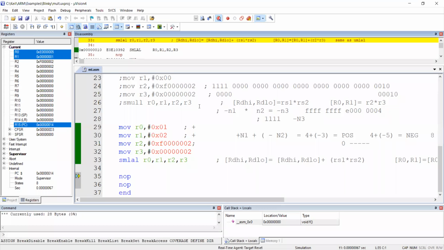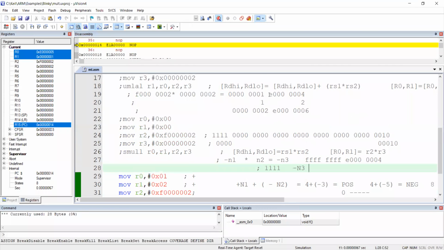So actually, what is the answer we are expecting? I hope if you remember here, we were expecting E 6 zeros and 4. If it was the MUL method, why is it 5 here where we are expecting E 6 zeros and 4? Can you give the answer? Even I am expecting E 000 again 0004.